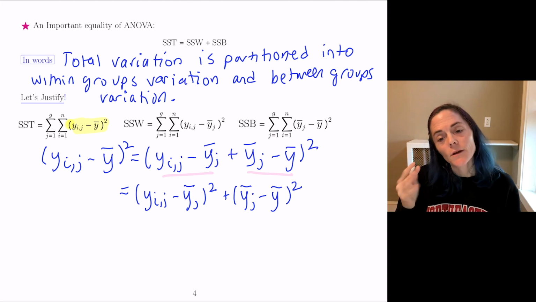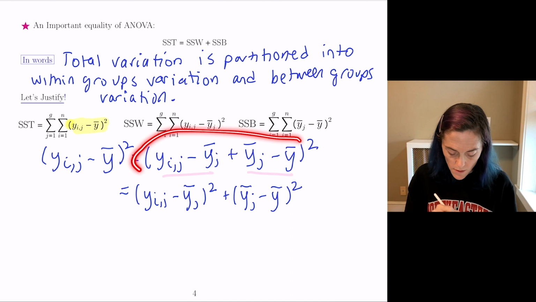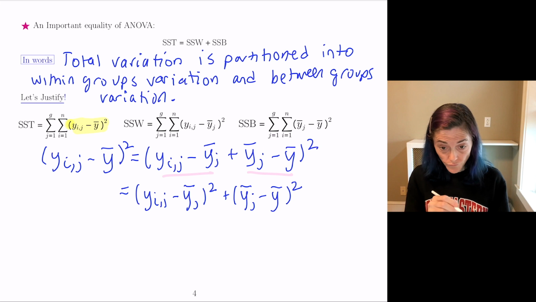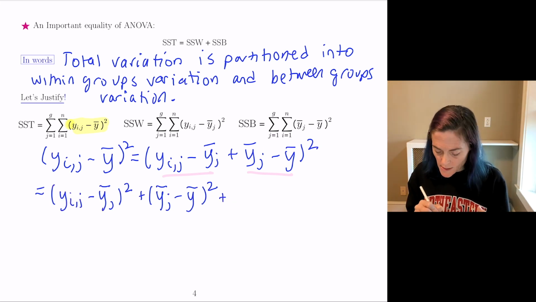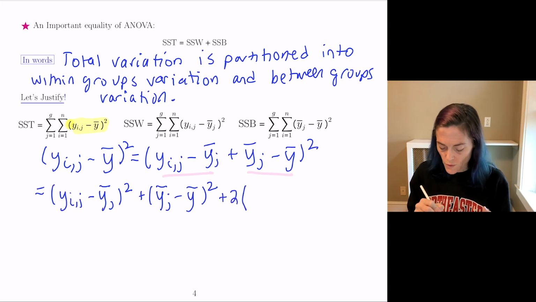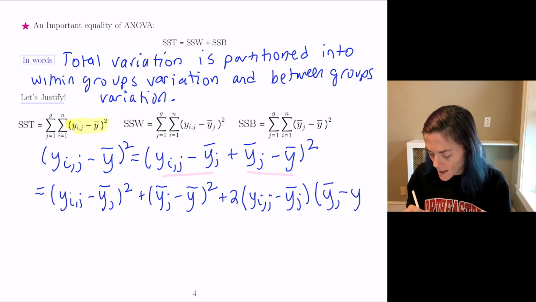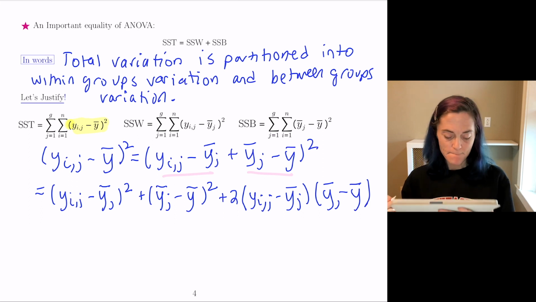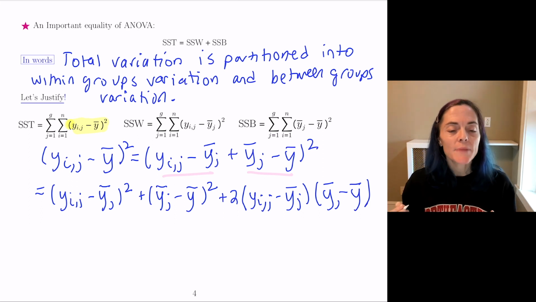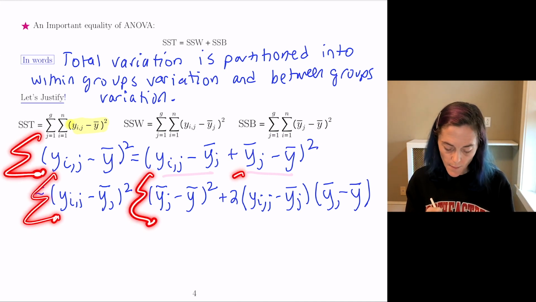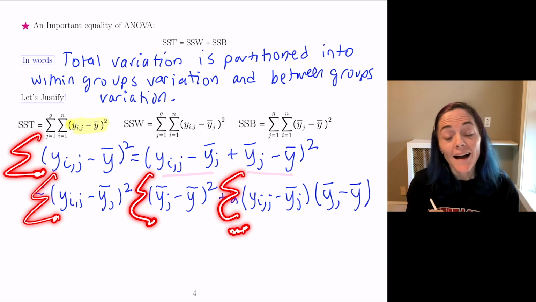But then I have this inner and outer. So I'm thinking about first, outer, inner, last here. My inner and outer, we get the following: plus 2 times Yij minus the group mean, and then times the jth group mean minus the overall mean. Okay, well, now what we're going to do is add all of this up, over all i and j.